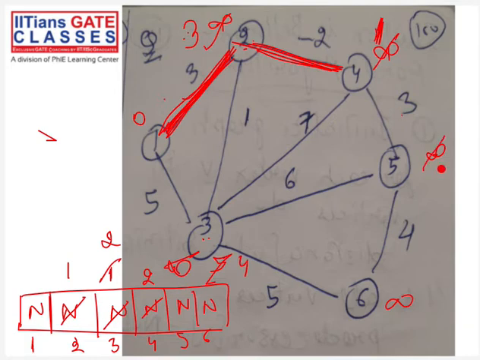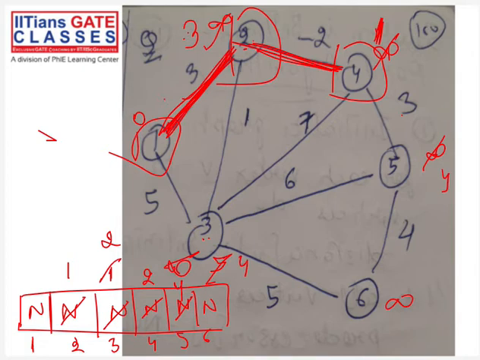1 plus 3 gives you 4. So parent of 5 is what? 4. Parent of 5 is 4. Little clumsy here, but just try and manage. So parent of 5 is 4, this is done, this is done. So that means we are actually good to go. 4 is also processed, this is also processed, this is also done.